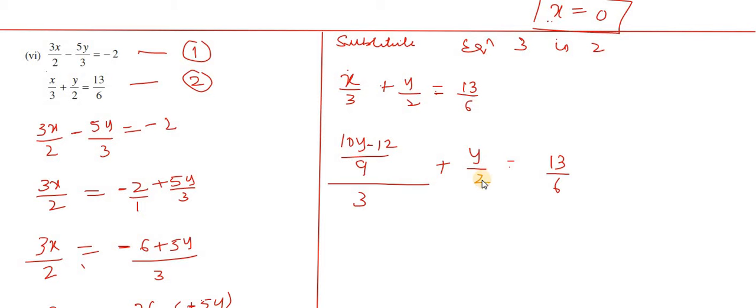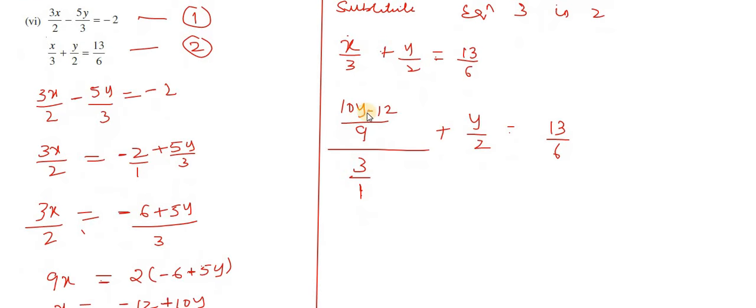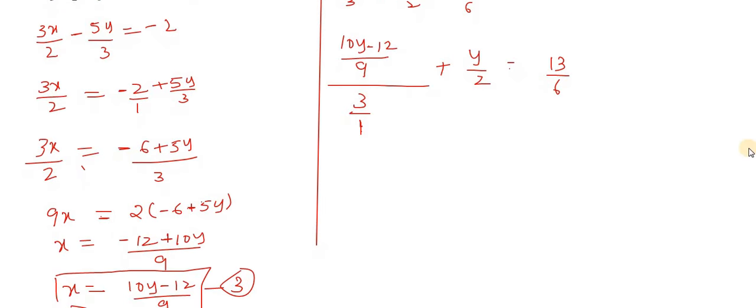Okay, so it looks complicated. No, it's not complicated. Here two fractions we have. Also this 10y minus 12 by 9 is one fraction, and 3 by 1 is also one fraction. So what you will do, we will make it as one fraction. Afterwards you can simplify and you'll get the answer.